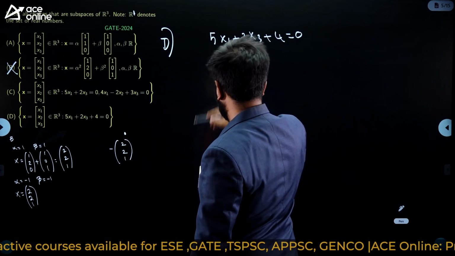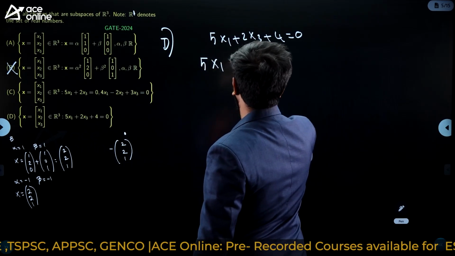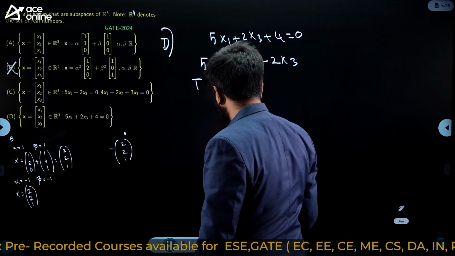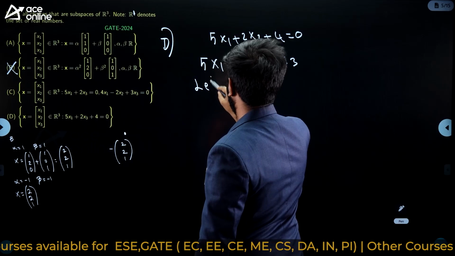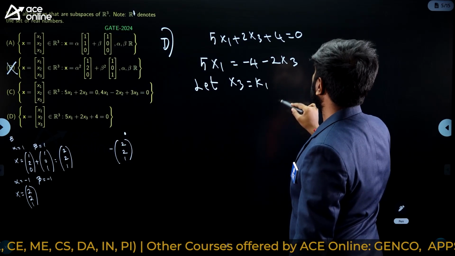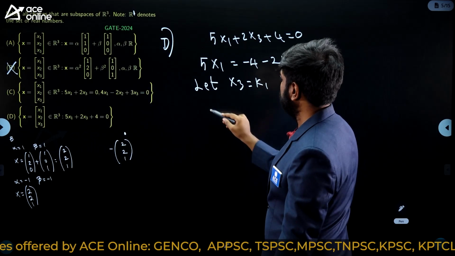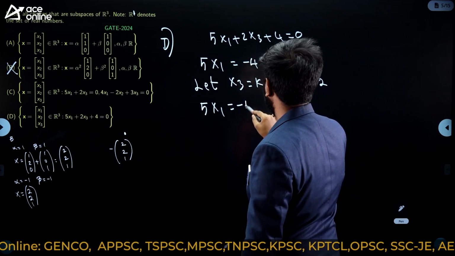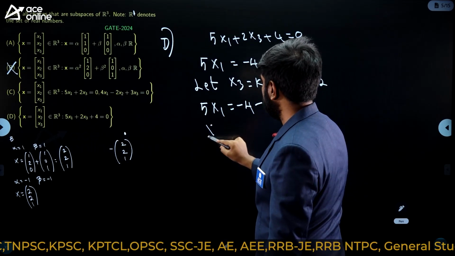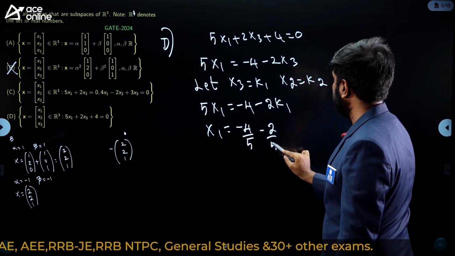So what is x1 now? Or what is 5x1? It is minus 4 minus 2 x3. So let us say x3 be equal to some k, or let's say k1, x2 be equal to k2. Then what is x1? So it is 5x1 equal to minus 4 minus 2, x3 value is k1. So have some patience, see the way I am going to solve this. Minus 4 by 5 minus 2 by 5 k1.